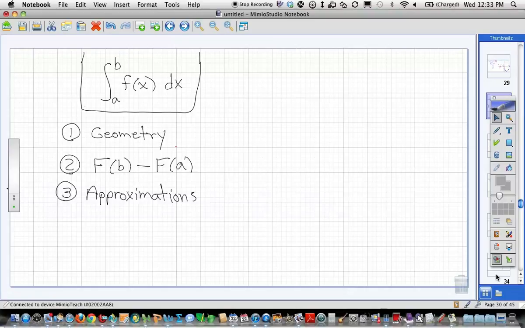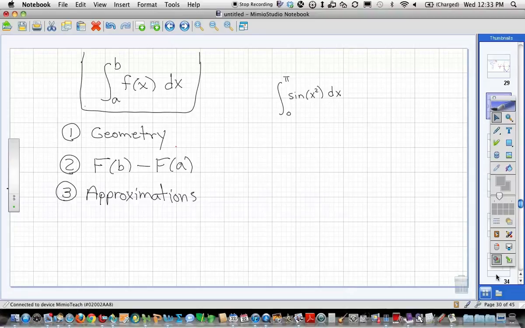The integral from 0 to pi of sine of x squared dx. We could graph that. It's not a real hard graph to draw. It clearly has an area. But unfortunately, those first two aren't going to work for that. There is no antiderivative. So the only other option we have is some approximation.